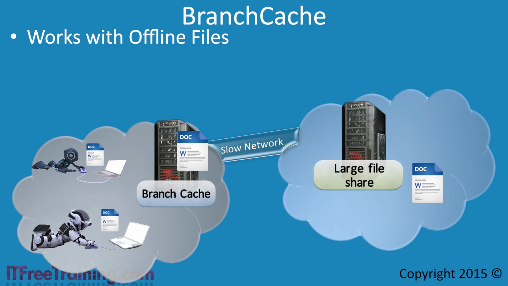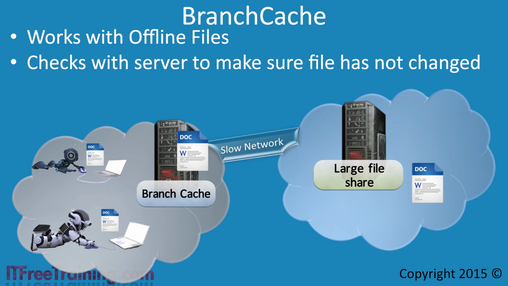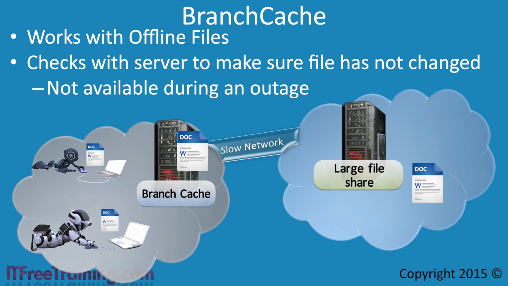Just like transparent caching, branch cache does a check with the remote server to make sure the file has not changed before it is transferred. Just like transparent caching, the files are not available during an outage. Even if the branch cache server is available and the file is in its cache, it will not transfer the file to the user unless it can check with the remote server to make sure that the file has not been modified. So, once again, a technology that works with offline files, but is not a replacement for offline files.